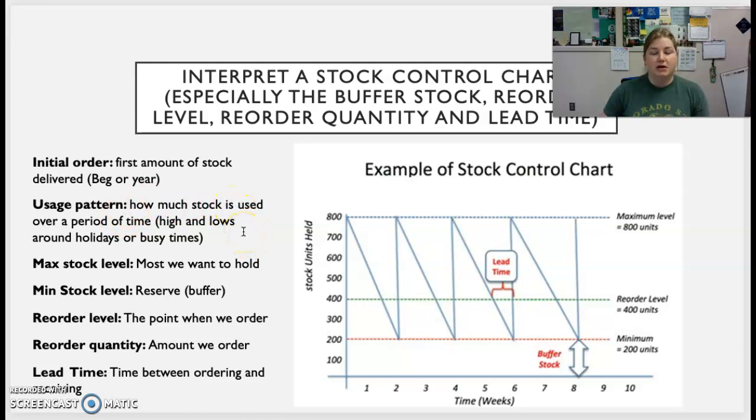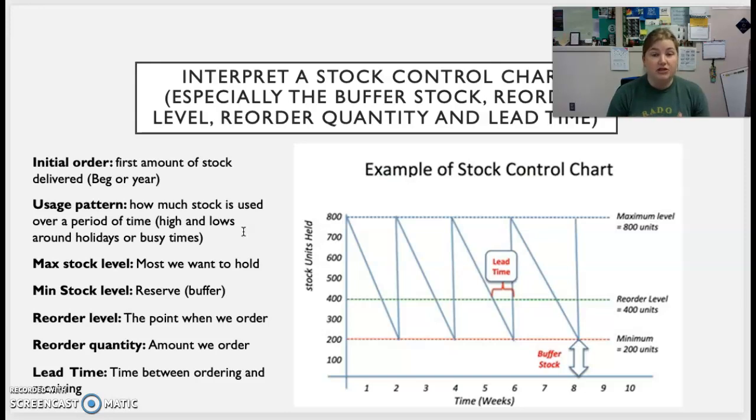The highs and lows around holidays or busy times, or whenever our product is really important and needs to be sold a lot. There's a max stock level that we'll have, and that's the most we want to hold. And there's a minimum stock level where we're still holding something, and that's our buffer. And then there's the reorder point, which is the point where we want to order more stock. So it's not quite at that minimum level where we hit that buffer, but it's getting close.